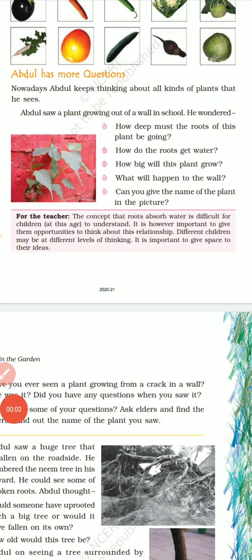Okay, so Abdul has more questions. Nowadays, Abdul keeps thinking about all kinds of plants that he sees. Abdul saw a plant growing out of a wall in school. He wondered, how deep must the root of this plant be going?